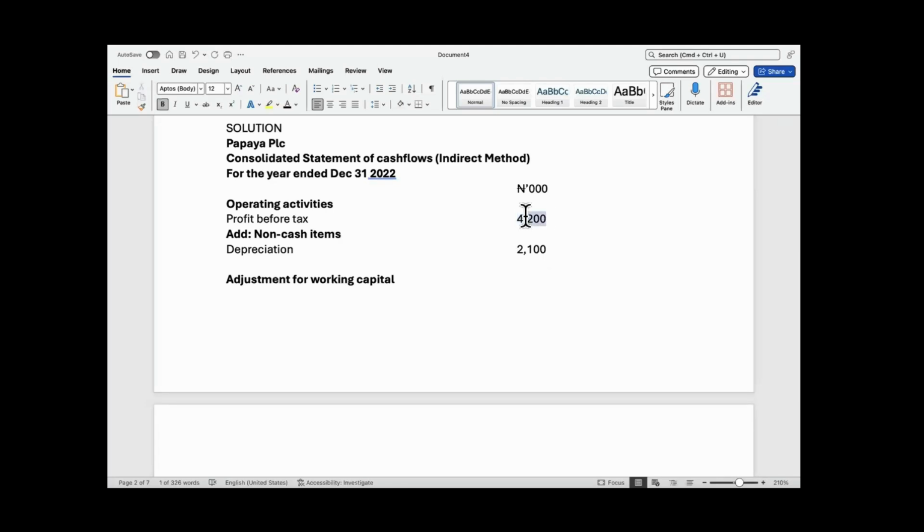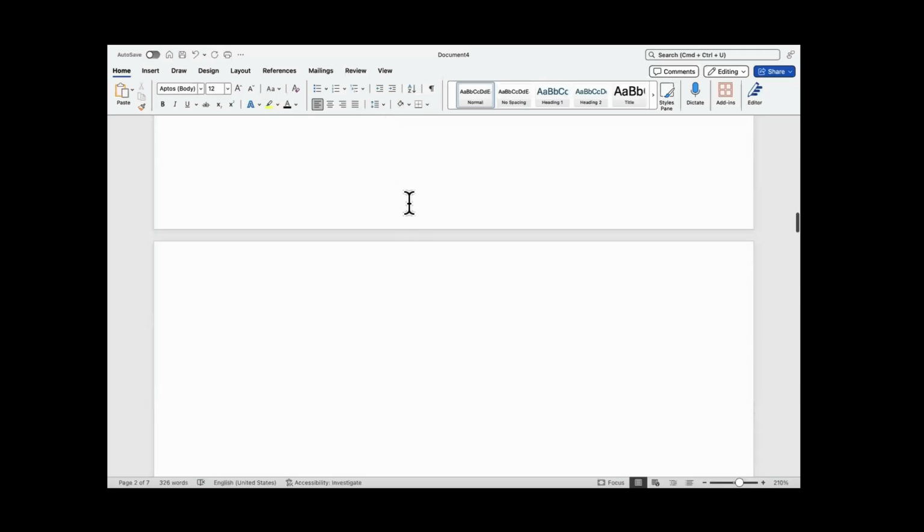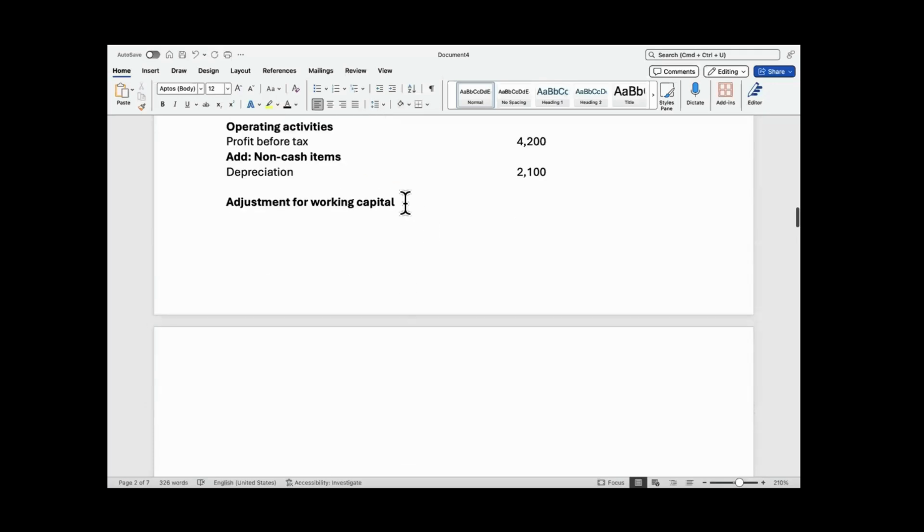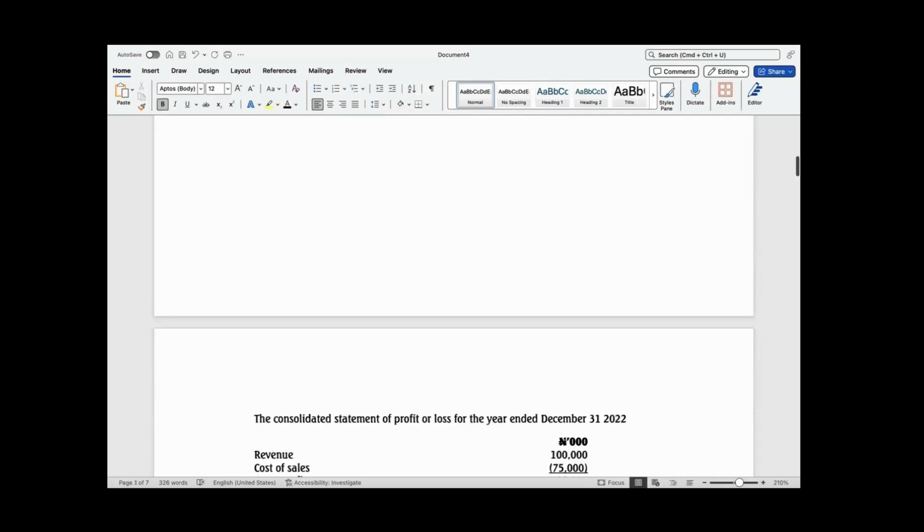So we are saying that you should not have deducted it. It's a non-cash item. Add it back. So loss will have been added back. Gain will have been deducted. Did I answer your question, Esther? Yes, sir. Thank you.